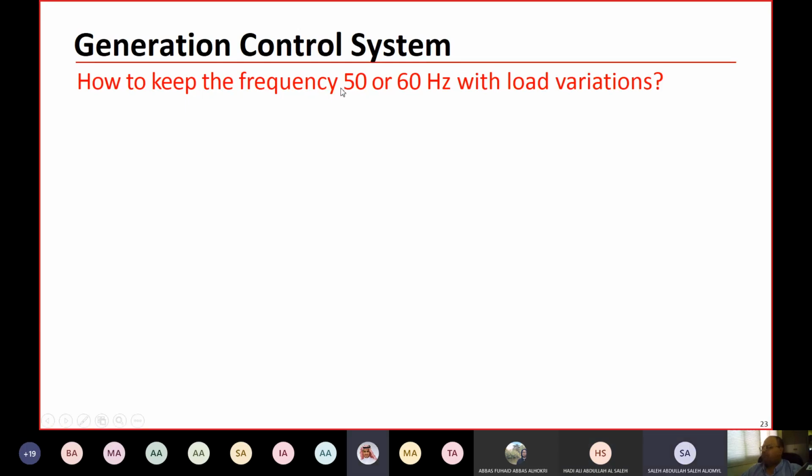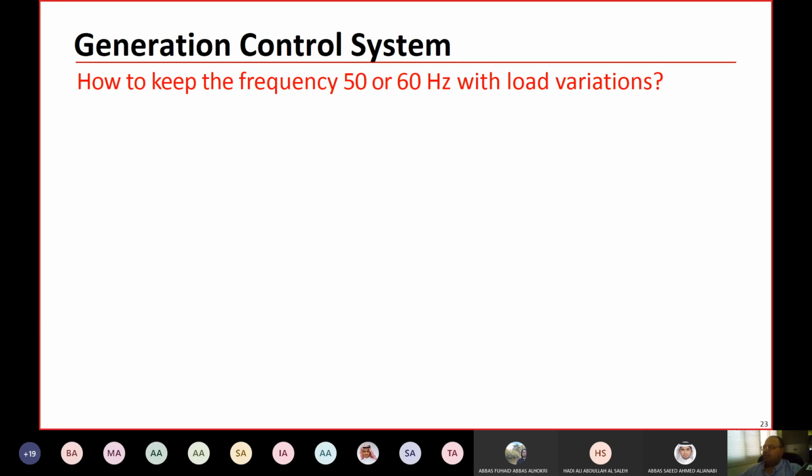Just raise your hand and I will call you. Abbas? Yes, doctor. By using power electronics to convert the electricity to DC, then convert it back to AC with the required frequency. Okay, great. This is the answer.